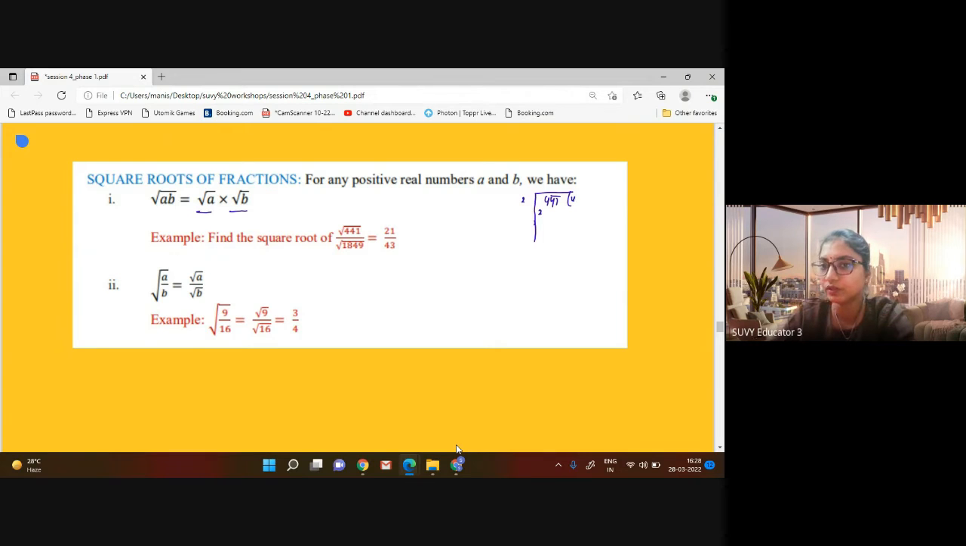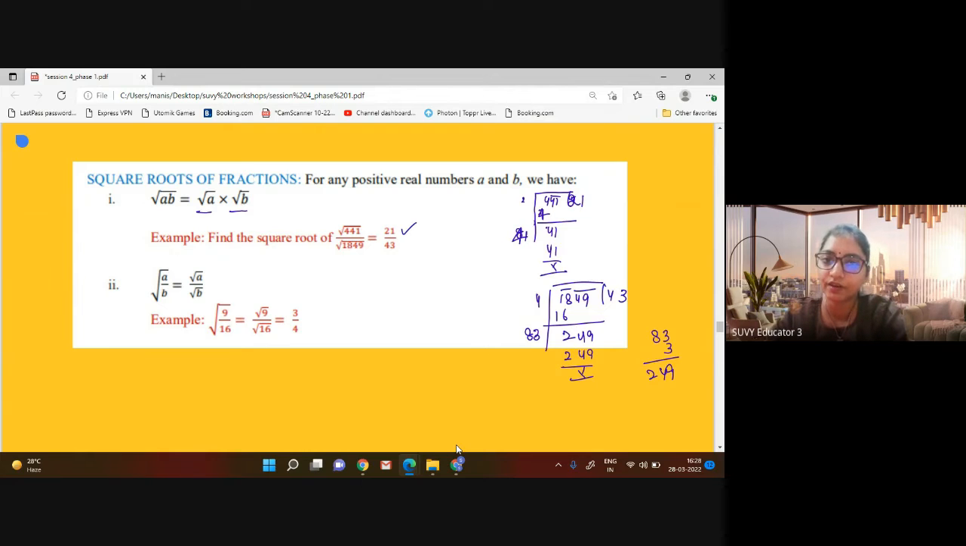2 to the 4, 2 remain the 41 for A. Just think of a number, only 2 to the 4. So here is 4. So 41 into 41 give you the answer. Again, 1849, you require 2 pairs. So you can think 4 for the 16, then 2, 4, 9, 8. Just think of a number, 8, 3 into 3. 3, 3 the 9, 24. Perfect. 83 into 3 will give us 249. So the answer is 21 upon 43.